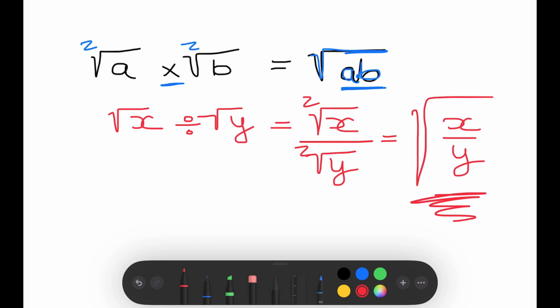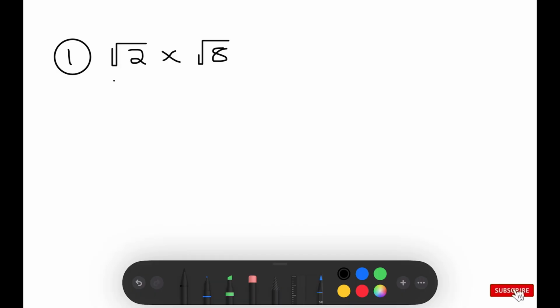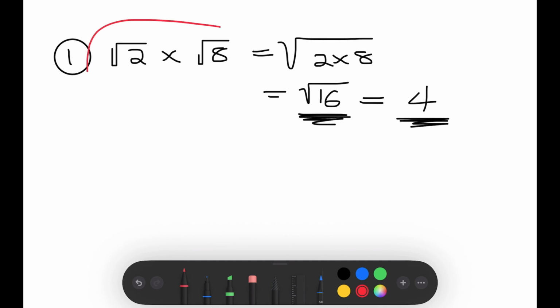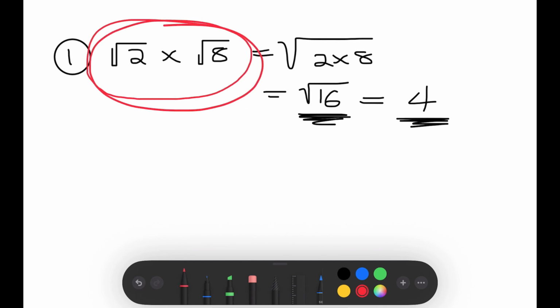Now let's put this into action. So first up, we have root 2 times root 8. Since they're both square roots, we can house them together, and we're going to have the square root of 2 multiplied by 8. And 2 times 8 is simply 16, and for convenience's sake, 16 is a square number, which gives us 4. So the square root of 16 is simply 4. So now if you were to punch this in literally, the square root of 2 multiplied by the square root of 8, you're going to get a final answer of 4.